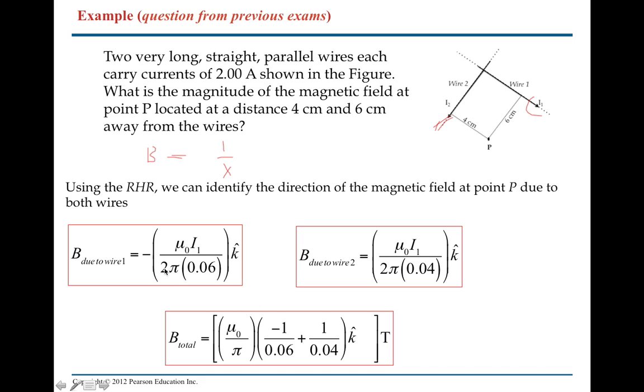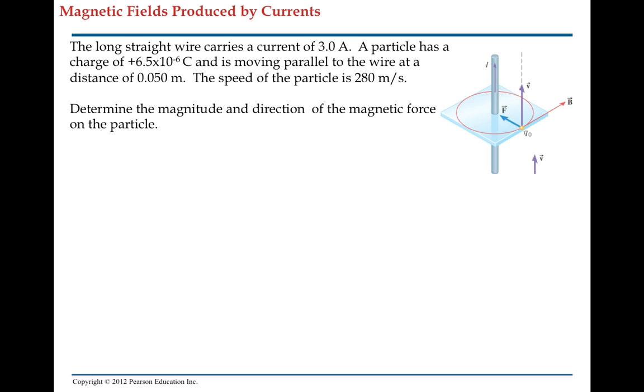Sorry, I did not forget it. So the 2 cancels this one, and that's where the 2 disappears. And then from there you can calculate the total magnetic field, and whether it's positive or negative will give you whether it's into the page or out of the page. If it is into the page, then the answer is negative. If the answer is positive, then it's out of the page.